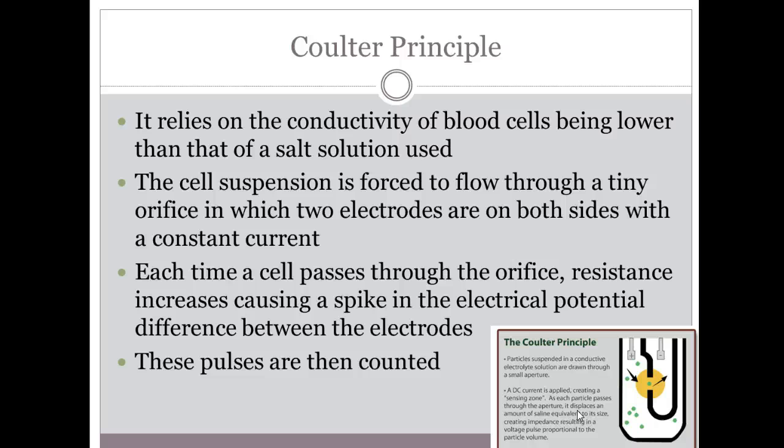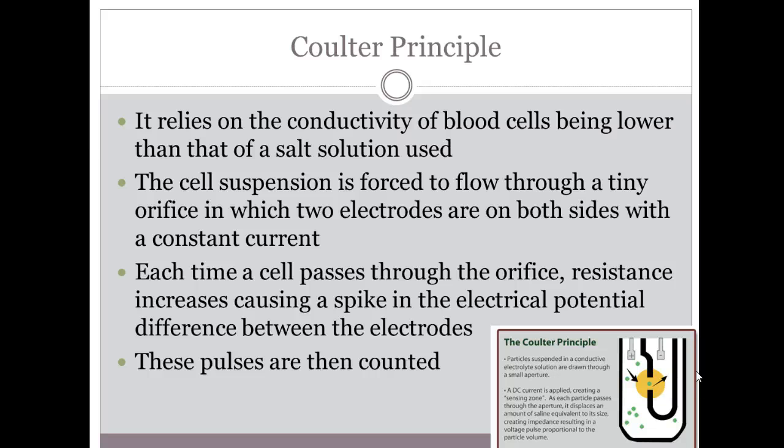The cell suspension is forced to flow through a tiny orifice with two electrodes on both sides and a constant current. In my picture down on the bottom, you can see these little green shapes, we'll call those red cells. As they pass through, there's a current running through here, so there's positive and negative. As a cell goes through, it breaks the current, so that counts as 1.